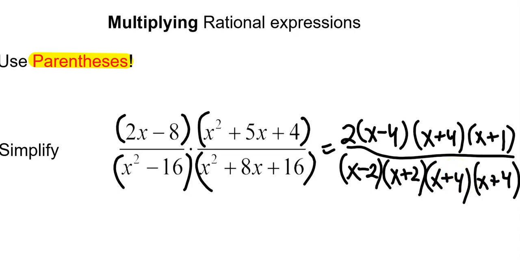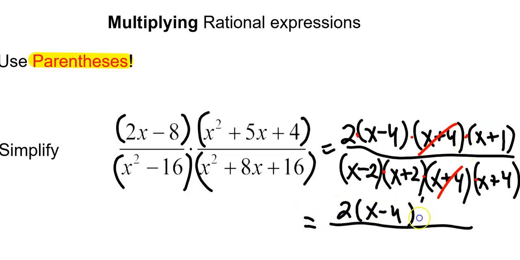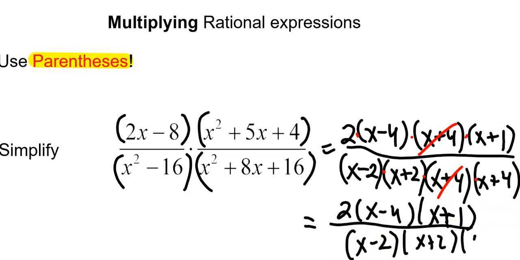And since there's multiplication in between each thing, we couldn't do this before, but now we can. We should be able to cancel even if they're not directly on top of each other. So x plus 4 cancels. It's really hoping for more factoring to be done there. Unfortunately, x minus 4 doesn't quite cancel x plus 1, so it really doesn't cancel here. So we get in the numerator 2 times x minus 4 times x plus 1, and then the denominator x minus 2 times x plus 2 times x plus 4.